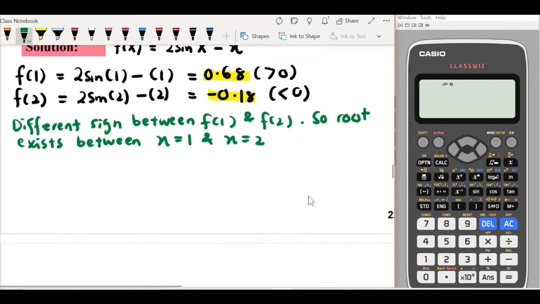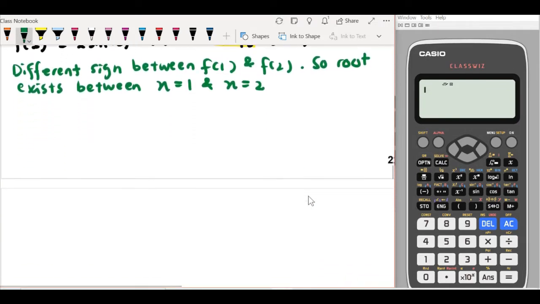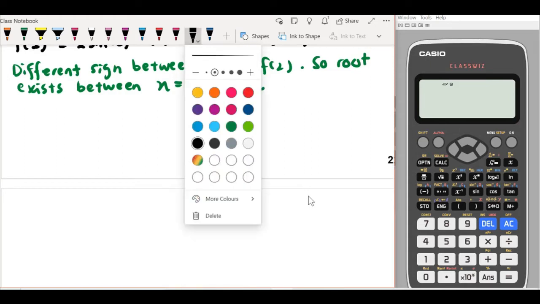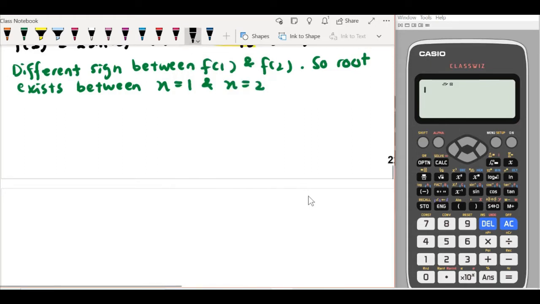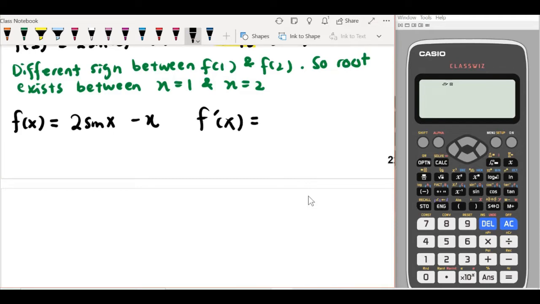For the Newton-Raphson process, first we must define our function f(x) and our f prime. So f(x) we already defined before. I just rewrite it first. Our f(x) just now is 2 sine x minus x. And then find our derivative, or f prime of x. In this case, we will get 2 cos x minus 1.